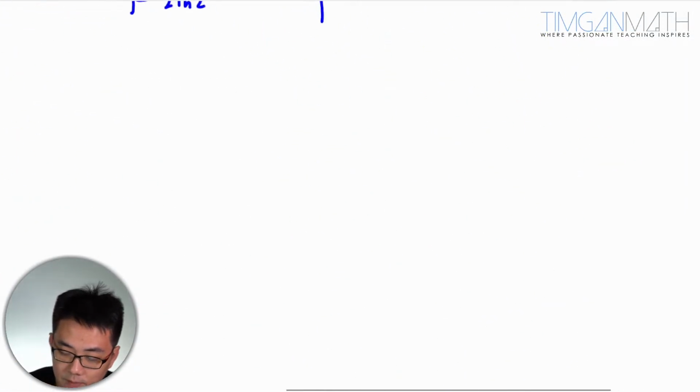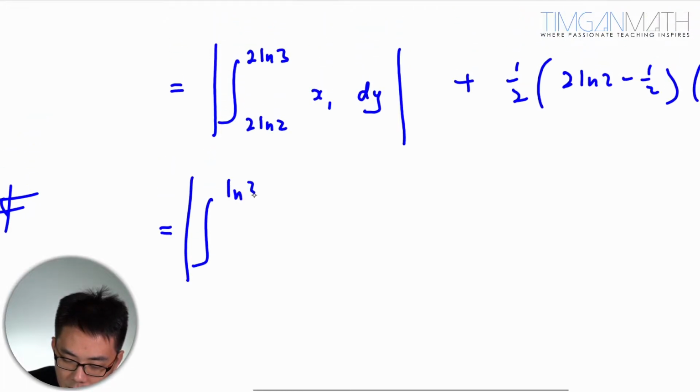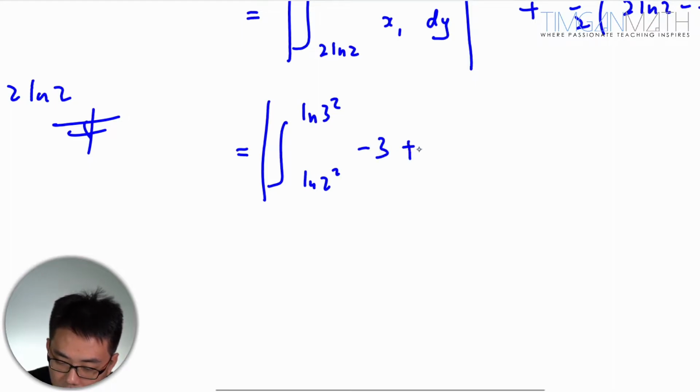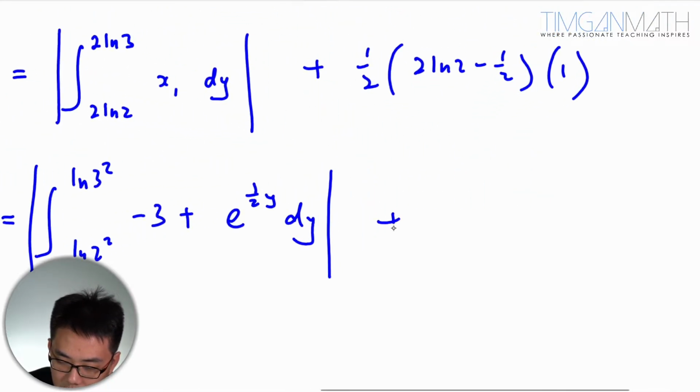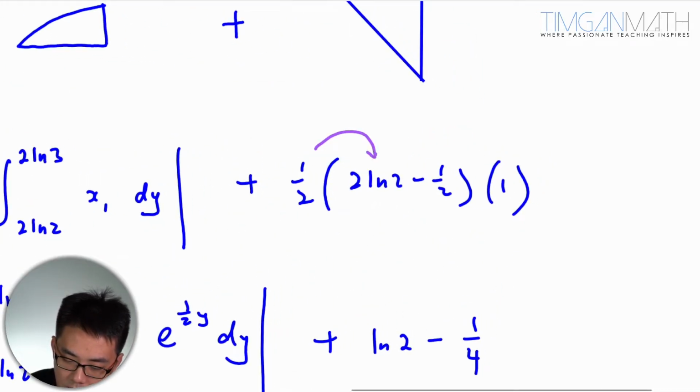So negative 3, okay, this will be the integral from ln 2 squared to ln 3 squared, just square it. Then that will be negative 3 plus e to the half y dy, and that will be plus ln 2 minus 1/4. Just expand this in, and expand this in. Alright.